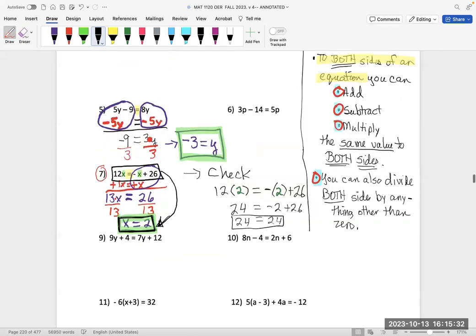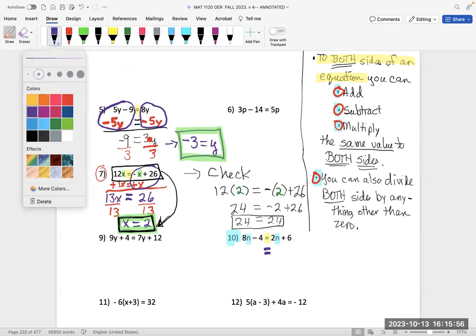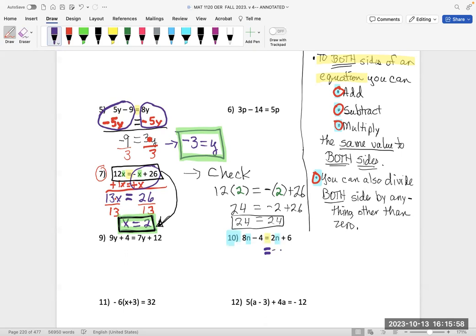Again, yes, you can add or subtract anything you want to both sides of the equation. Make sure the equal sign stays lined up and do whatever you want. Looking at number 10, I have an n here and an n here. My goal is to isolate the variable n, so I can do whatever I want to both sides of the equation. Write the equal sign down so you don't make a silly mistake. Tell yourself and anyone reading your paper what you're doing to both sides.